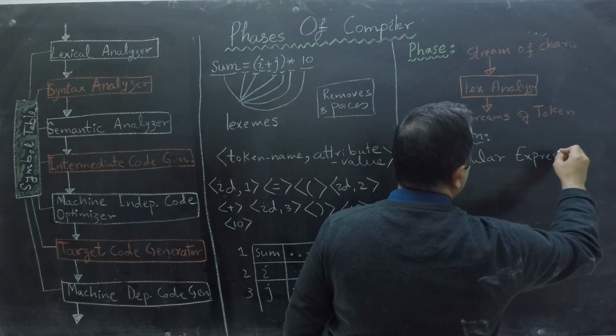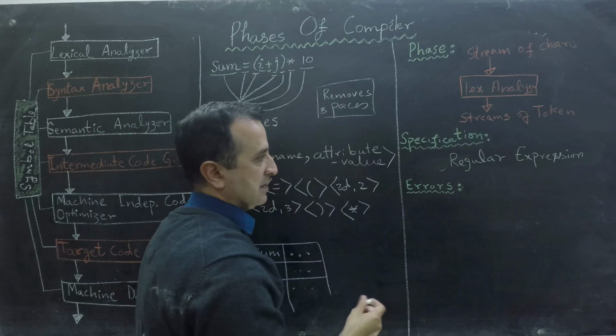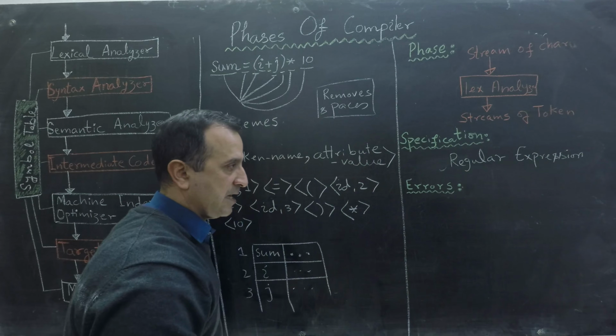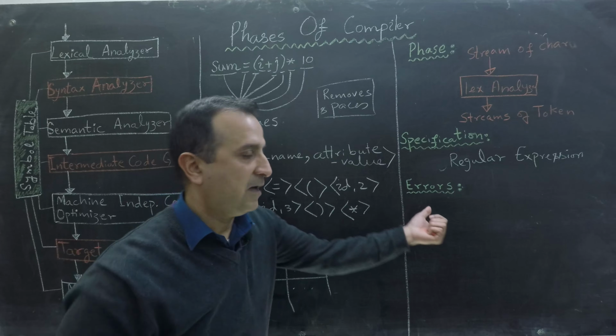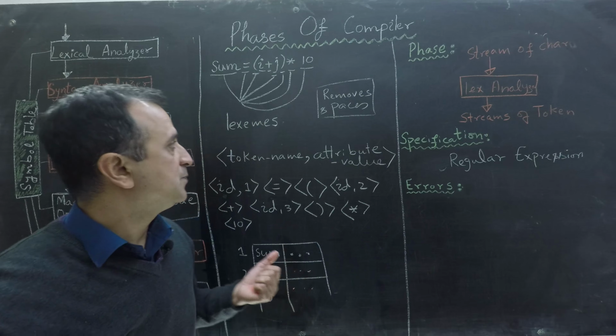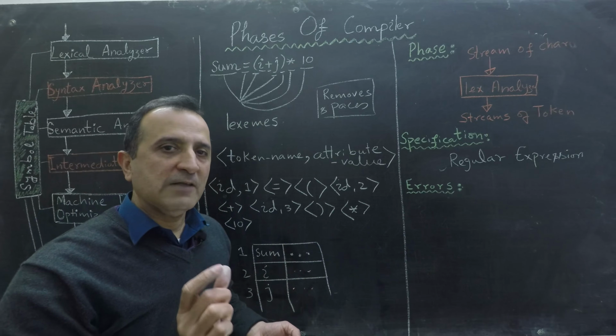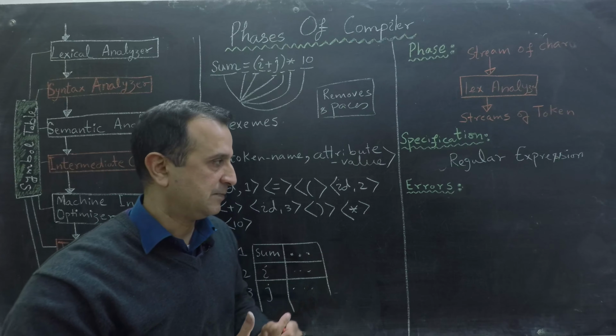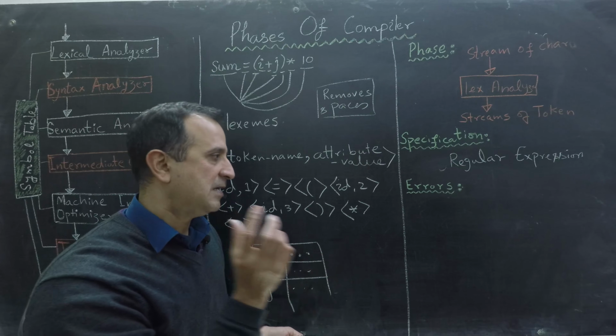We'll do detailed videos about this phase, exploring different examples and writing different regular expressions. Then you should ask what kind of errors are produced in this phase. So in this phase, the errors produced have to do only with individual lexemes. We don't worry about the relationship between lexemes, we only worry about the individual lexemes.